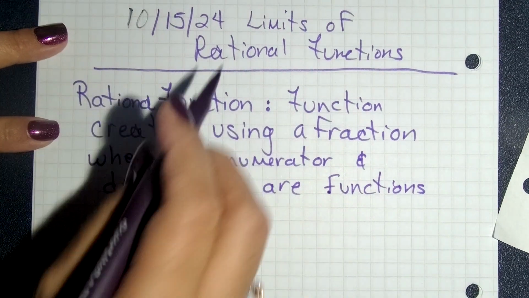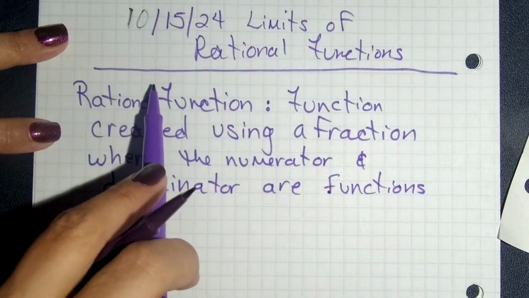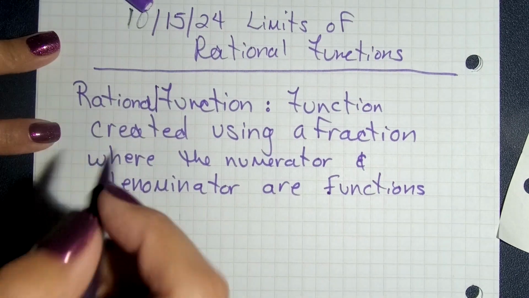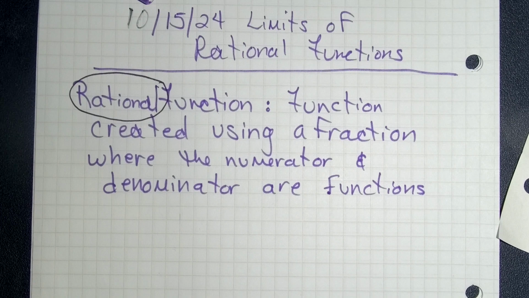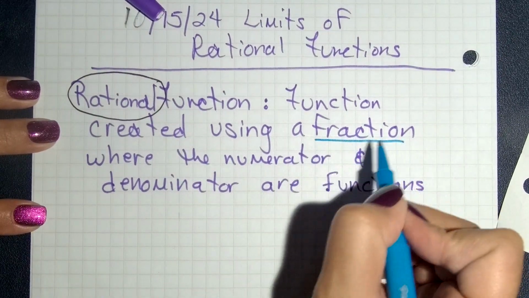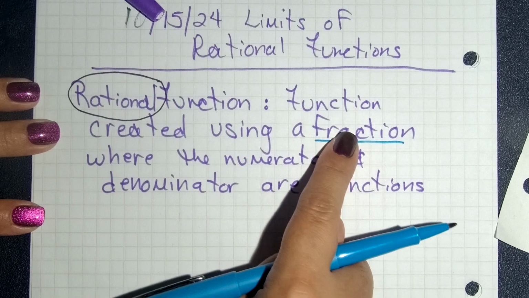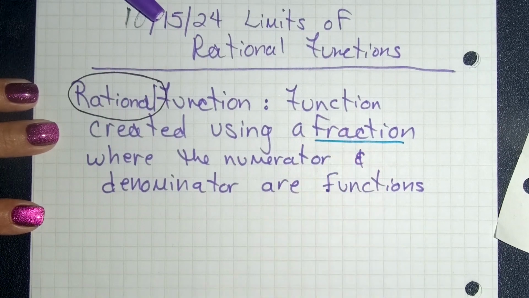The key word is, I spelled rational wrong, my bad. The key word is rational. Rational should always trigger you to think of a fraction. A rational anything, a rational number, a rational function, that's all we got. It's always a fraction. That is the trigger. You should know when you see rational, it is a fraction.